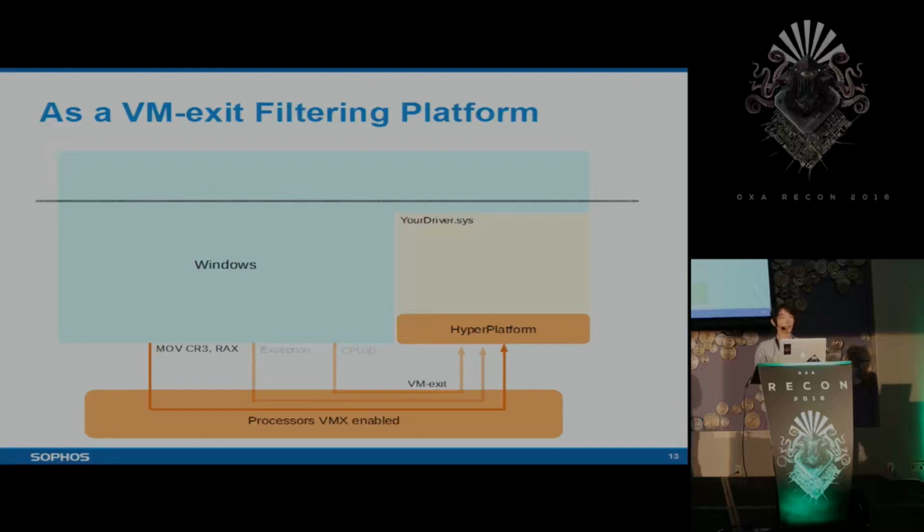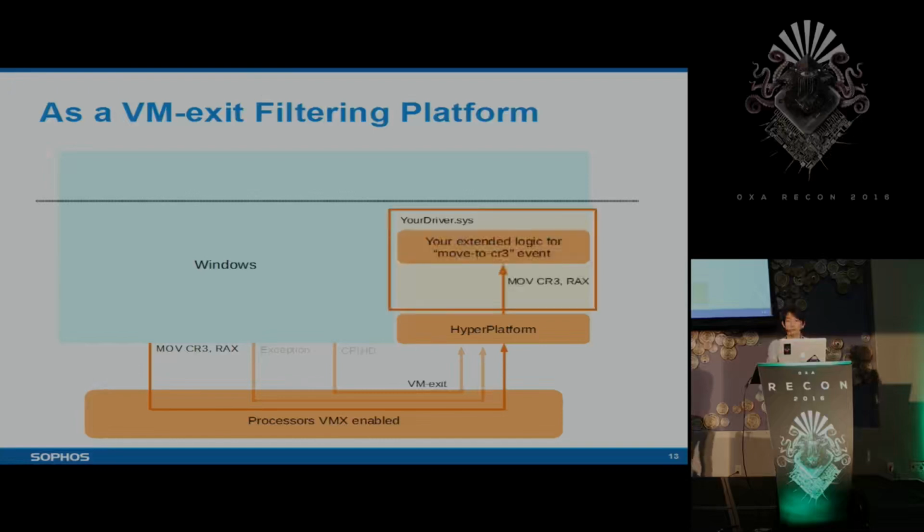You can understand HyperPlatform as a VM-exit filtering platform. On top of HyperPlatform, you can write extended logic only for events you are interested in, for example, the move to control register 3 event. And you can forget about all other events you are not interested in. This is essentially how HyperPlatform is used.